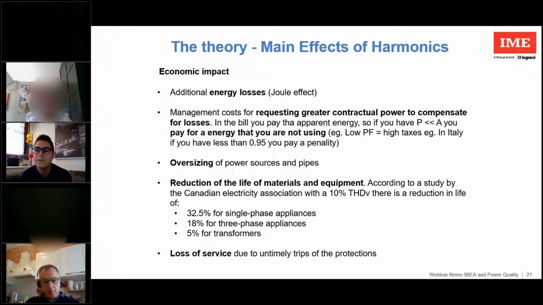Another thing, a study of the Canadian Electricity Association proves that the harmonic content can reduce the life of the instrumentation by up to 32%, for example, for single-phase appliances. Another factor to remember is the safety factor. If you don't have adequate safety equipment, you may run into loss of continuity of the services due to untimely trips.